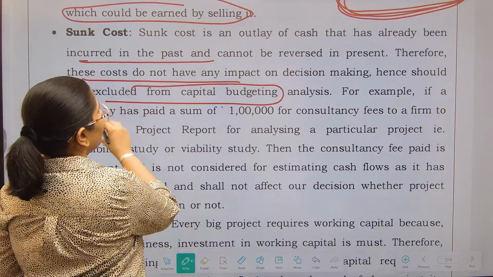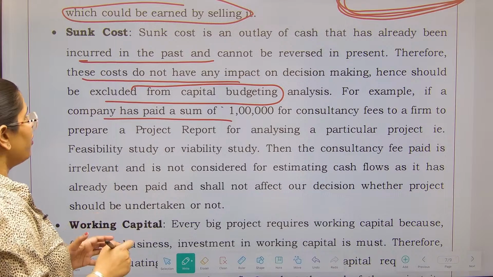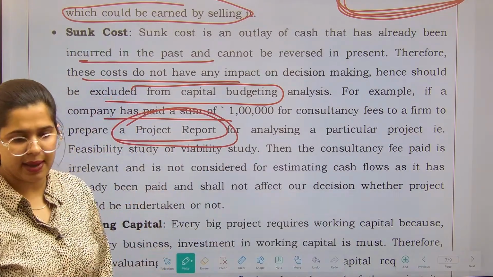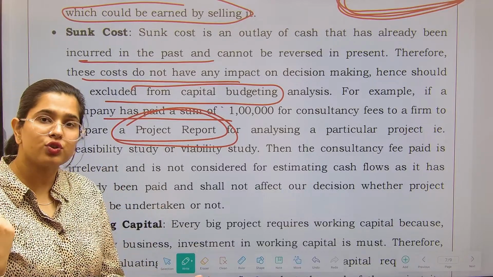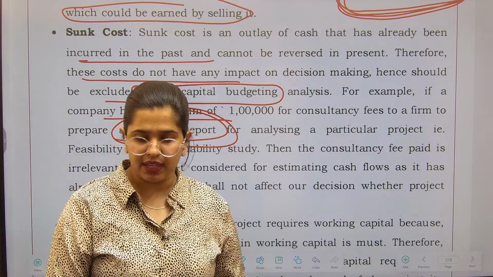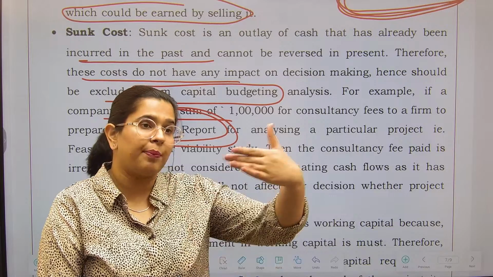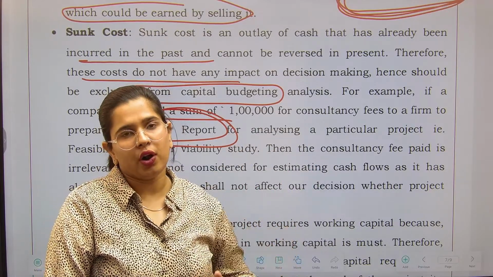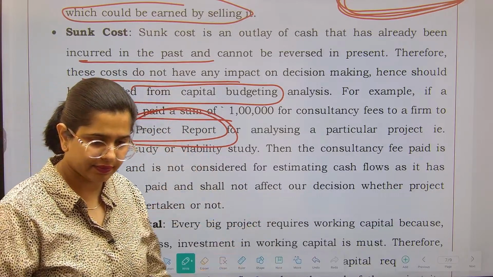For example, if a company has paid a sum of 1 lakh rupees for consultancy fees to a firm to prepare a project report. Now you have already paid the fees. आपने fees already pay कर दी है, and now you cannot recover it. आप वापस थोड़ी उसको recover कर सकते हो. So that is a sunk cost, and a sunk cost is something which is not required for decision making for the upcoming future. Right? There is a very limited usefulness of the sunk cost that you have incurred.